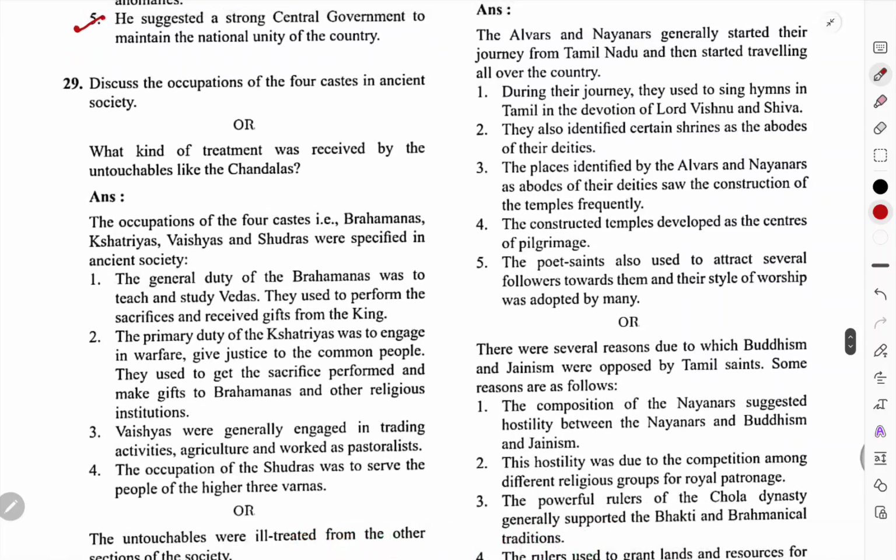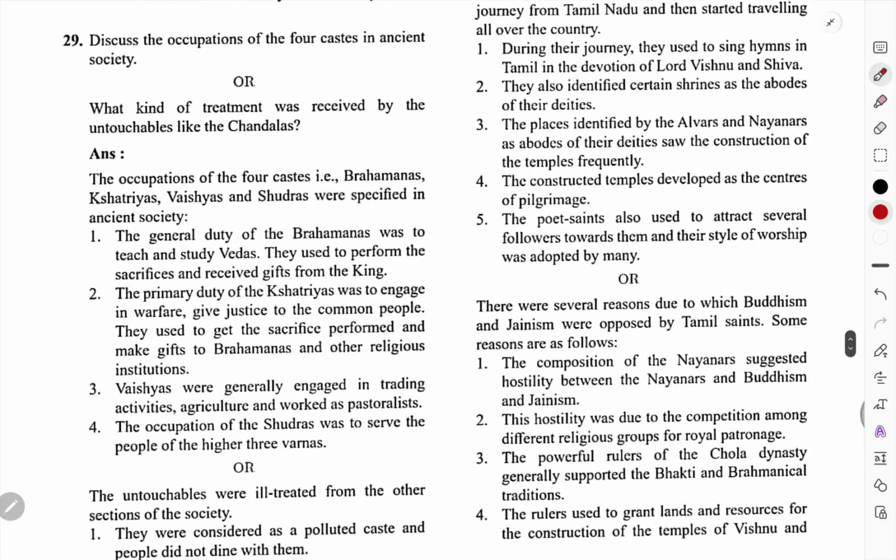Now, question number 29: discuss the occupations of the four castes in ancient society. Or what kind of treatment was received by the untouchables like Chandals? First, we have to discuss the occupations of the four castes, Brahmins, Kshatriyas, Vaishyas, and Shudras, specified in the society. The general duty of the Brahmanas was to teach, study the Vedas, perform sacrifices, and receive gifts from the king.